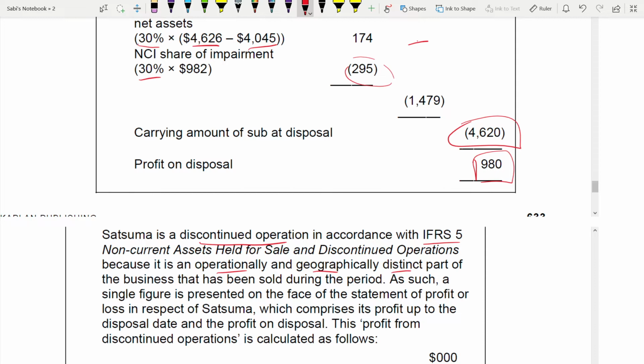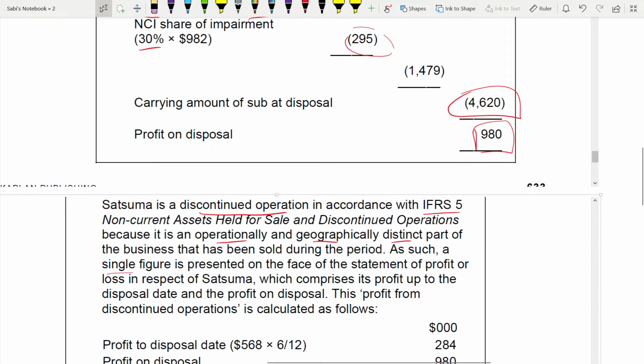Okay, so when it is a discontinued operation, how do you present it? You present it as a single figure on the face of the statement of profit and loss only. That means any profit that you make up until the disposal date, you will write it there, and also the profit on disposal. This will be known as profit from discontinued operation. You have to calculate it like this.